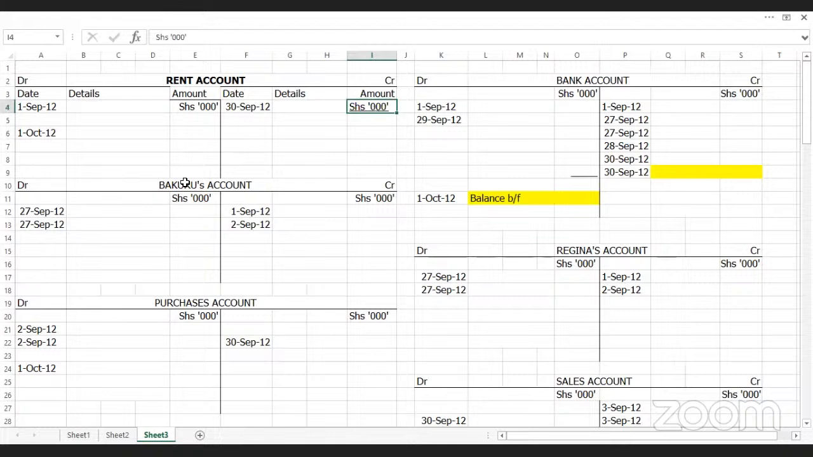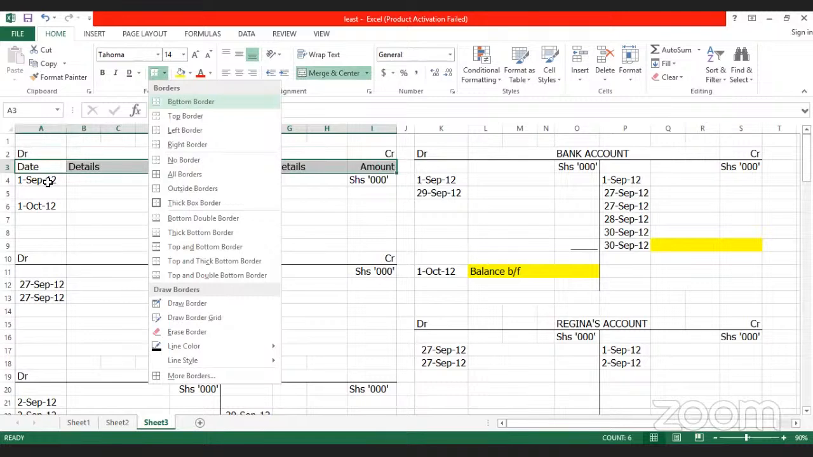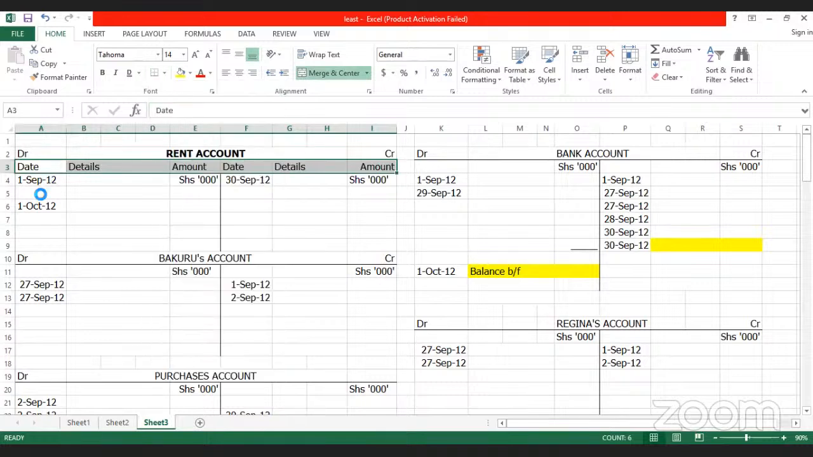That is our rent account. So now we have to post the transaction. That transaction was on 1st September 2012. So I write bank.